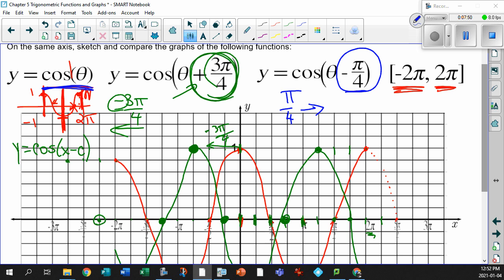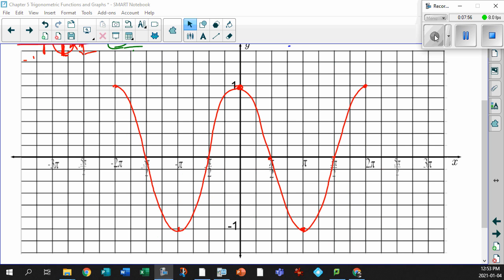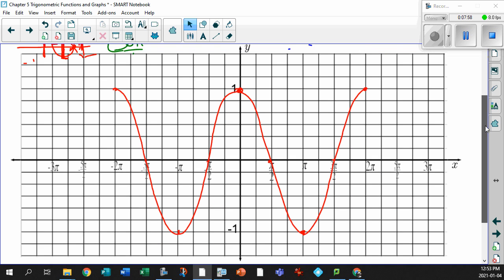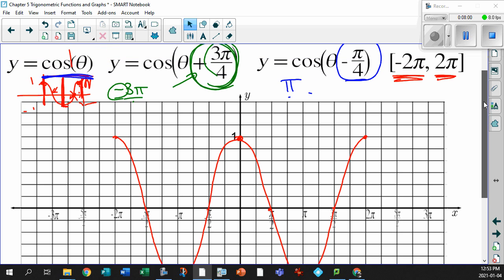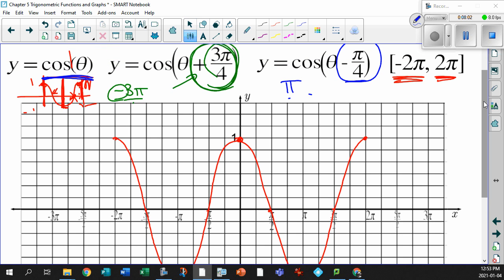So let me get rid of the green graph here, and let's just leave the original red graph behind. Hold on. There's our original. Ha ha! A little podcast magic for you. Now, let's shift everything over pi over 4. So pi over 4 to the right now. Okay, so here we go.